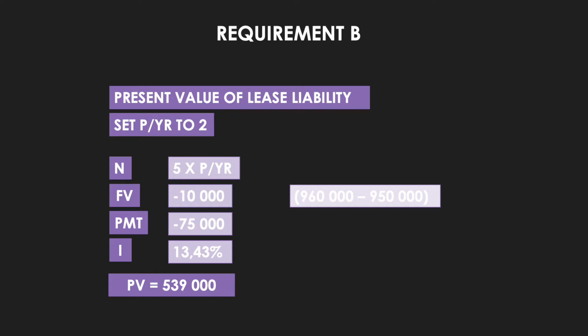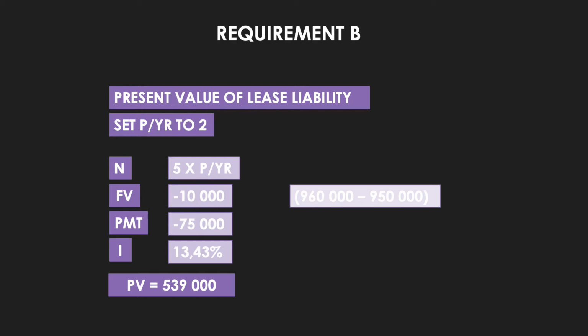Requirement B asked us to calculate the initial measurement of the lease liability, and we know that the initial measurement of the lease liability is the present value of the lease liability, which is calculated from the perspective of the lessee. Now, once again, the lessee makes lease payments twice a year, and therefore we have to set our payments per year on the calculator to 2. Once we have done that, we can then go and fill in all the other variables. So N, once again, represents the non-cancellable lease term, which is 5 years, but we know that payments are made twice a year, so we take the 5 years times the payment per year.